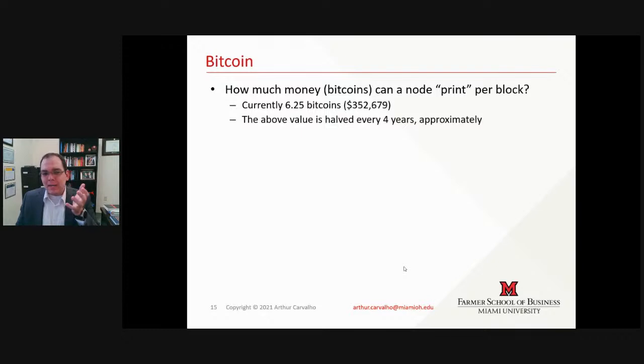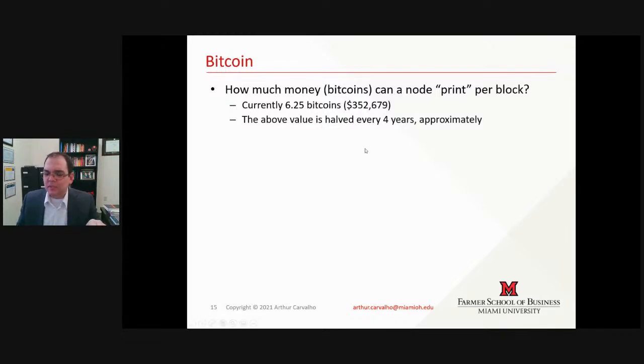So how much money or Bitcoins can a node print right now? Remember, that happens every 10 minutes. So the winner right now can print 6.25 Bitcoins. At the time of writing, that was $350,000. So that's a lot of money. Because it is a lot of money right now, you can imagine how powerful the computers mining these Bitcoins are. And one interesting point here is this money that people can print is halved every 4 years.